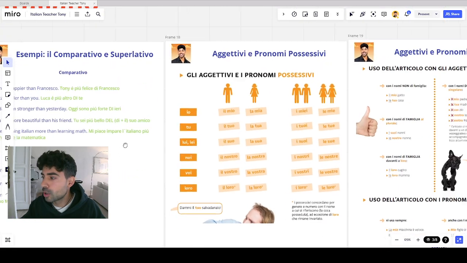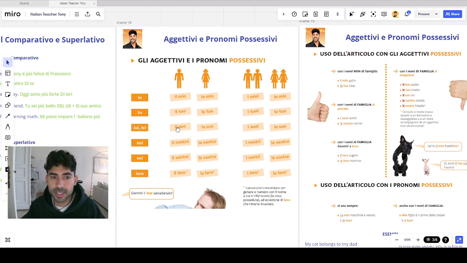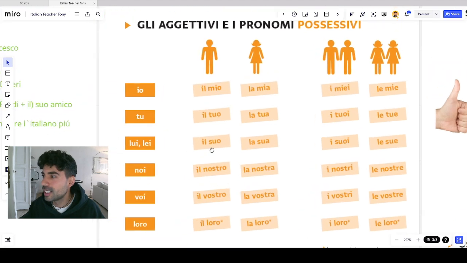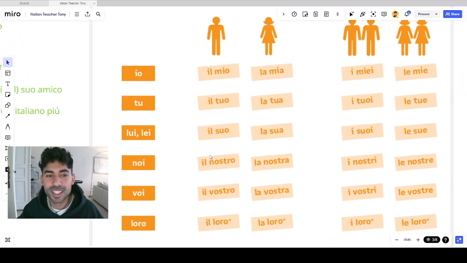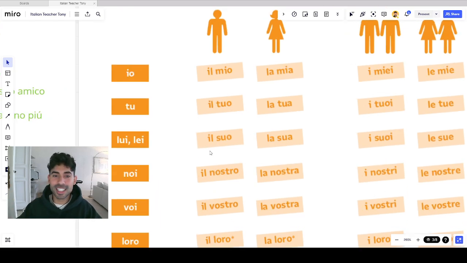The last thing I want to cover today before wrapping it up is aggettivi e pronomi possessivi. There is not much we can do about it here, we just need to learn how you say mine, yours, his, hers, ours, yours, and theirs. Well, as you can expect, in Italian, you will have to conjugate this based on gender and number. Let's have a quick look.